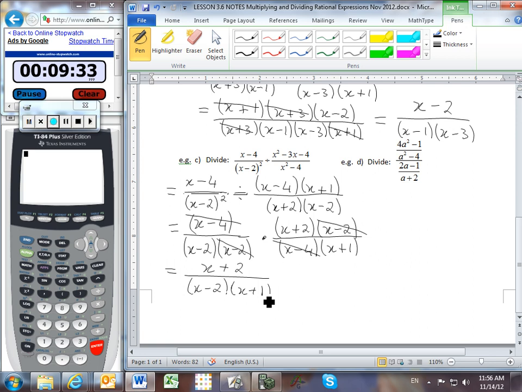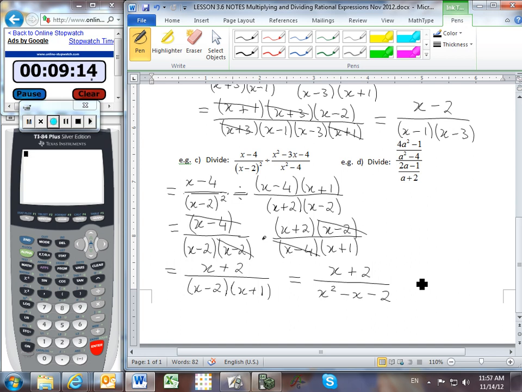And again, if I wanted to truly simplify, I suppose I could multiply out the bracketed expressions in the denominator, so I've got no parentheses in the final answer, x squared minus x minus 2. And there would be your final simplified expression after the division.